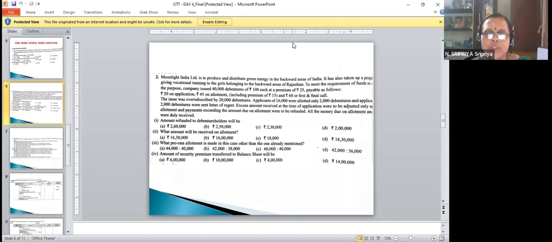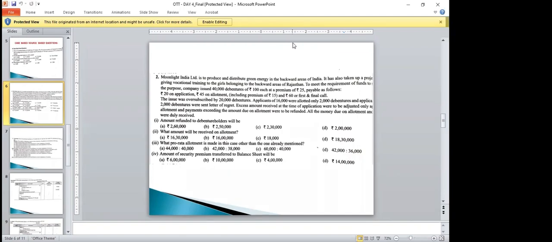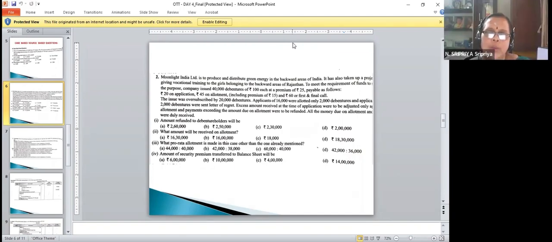Moonlight India Limited is to produce and distribute green energy in the backward areas of India. It has also taken up a project giving vocational training to the girls belonging to backward areas of Rajasthan. To meet the requirement of funds for the purpose, company issued 40,000 debentures of ₹100 each at a premium of ₹25 payable 20 on application, 40 on allotment including premium, then 60 on first and final call. The issue was oversubscribed by 20,000 debentures. Applicants of 16,000 debentures were allotted only 2,000 debentures, and applicants of 2,000 debentures were sent letters of regret.